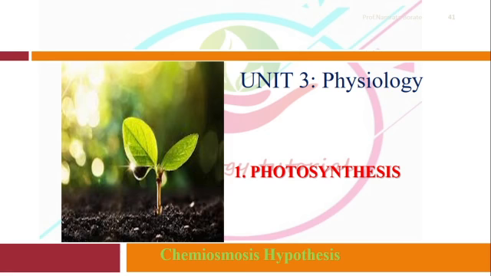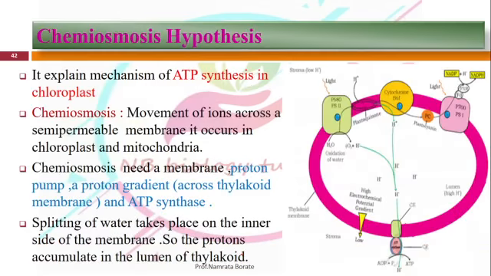So what is chemiosmosis? We see in detail. It explains the mechanism of ATP synthesis in the chloroplast. As you can see here, there is synthesis of the ATP molecule. The synthesis of ATP in the chloroplast is called chemiosmosis.